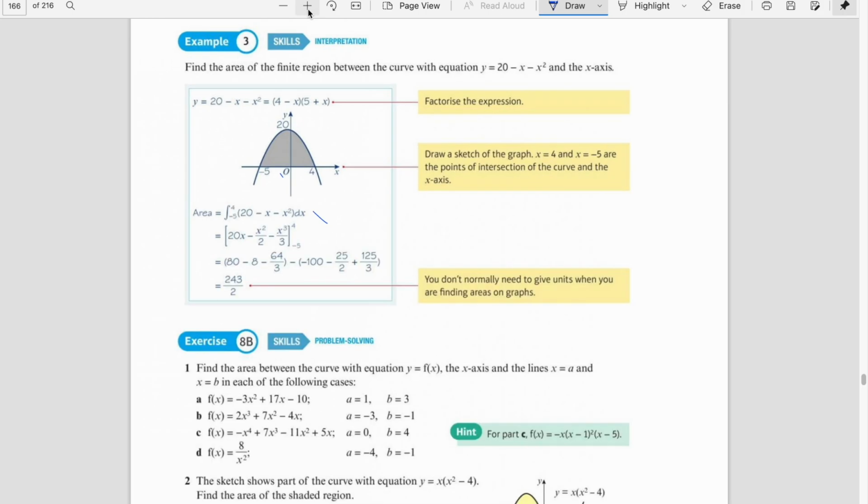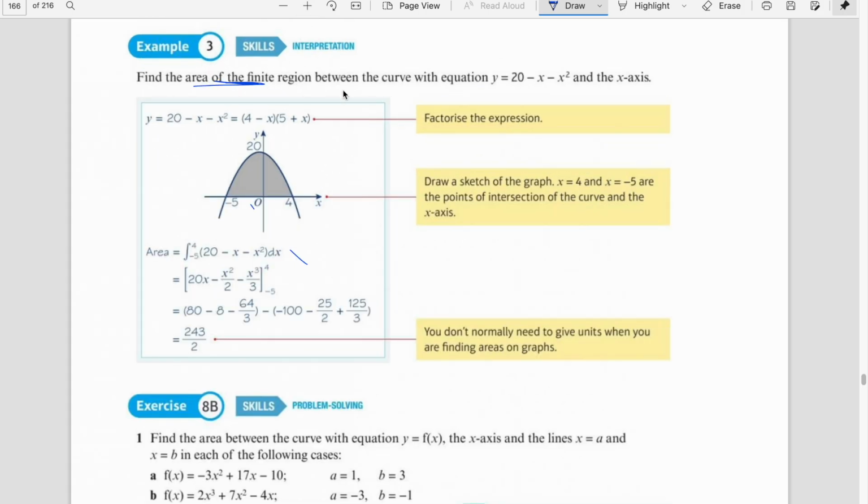As this example shows, find the area of the finite region between this curve, which is already drawn, and the x-axis, and it intersects at minus 5 and 4. So these are our limits. From minus 5 to 4 we integrate it and substitute the limits and you will get the area under the curve.